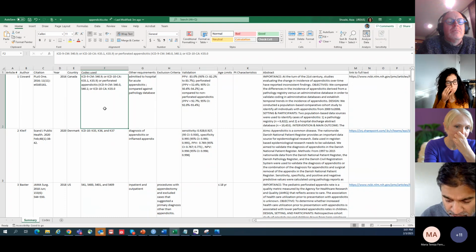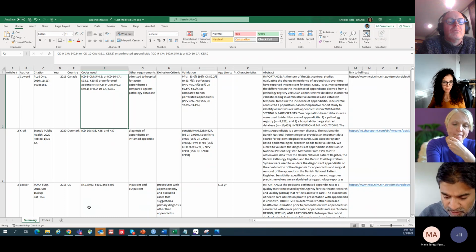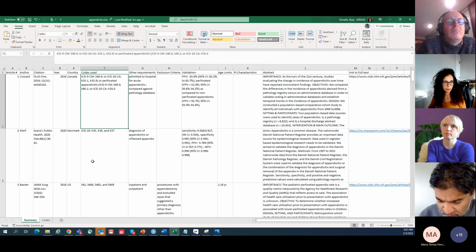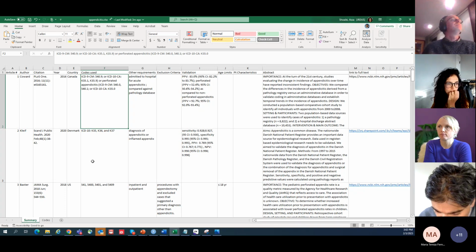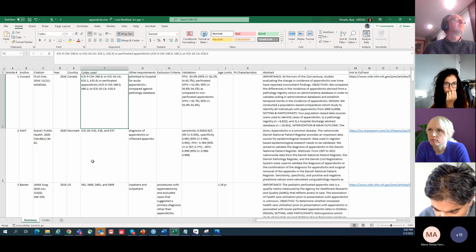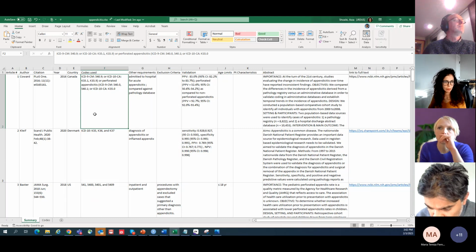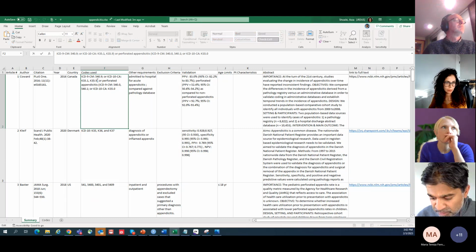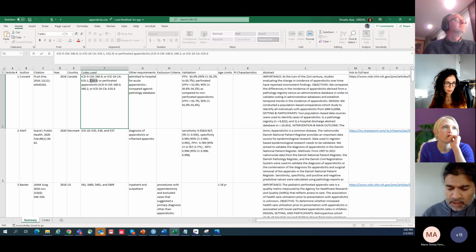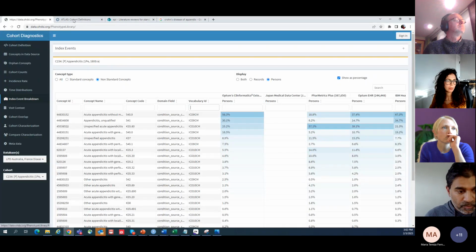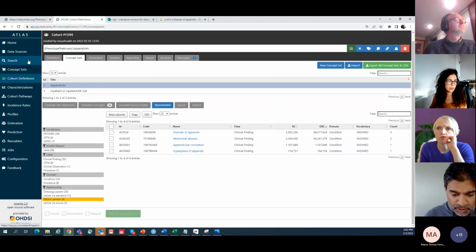K35.9. I do not see K35.9 in my definition. I see K35.8, I see all the other K35, but I do not see K35.9. So K35.9 looks like it would map back to one of the disorders of appendix, I suspect. Potentially. I am looking at the vocabulary right now.